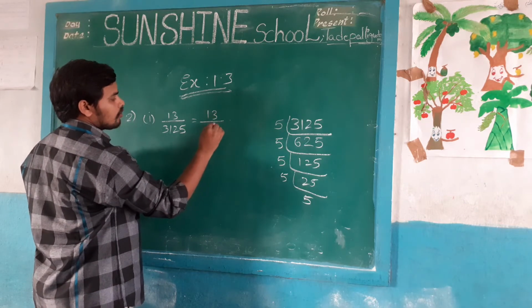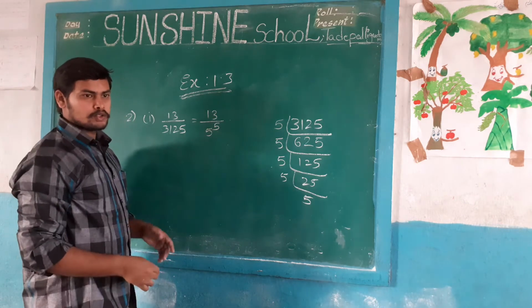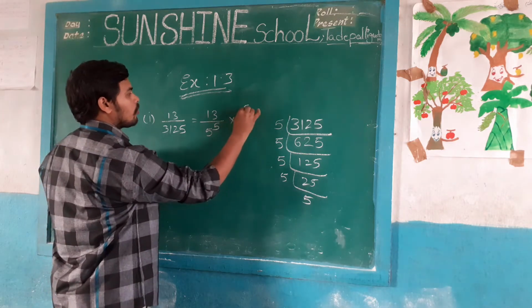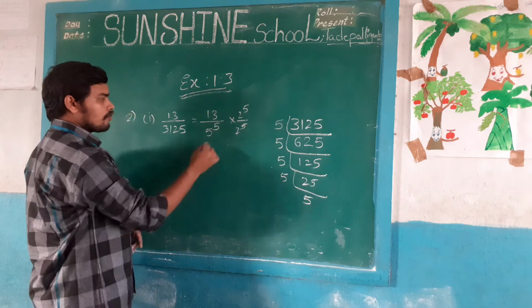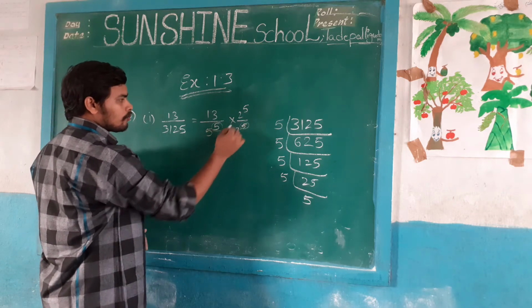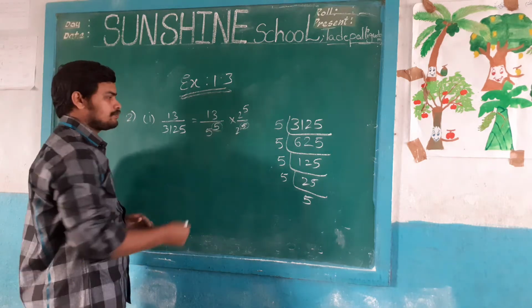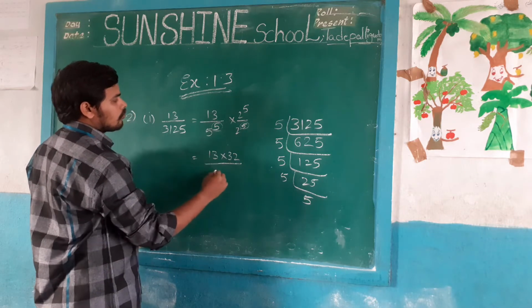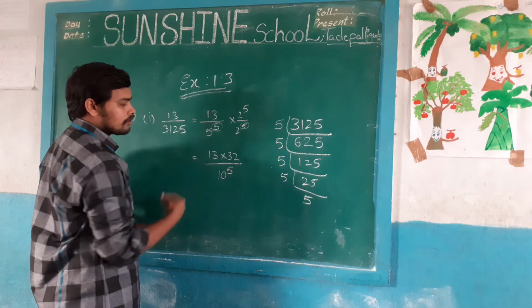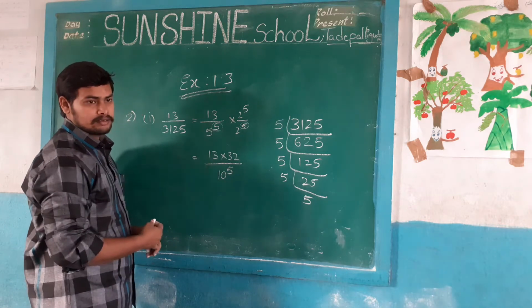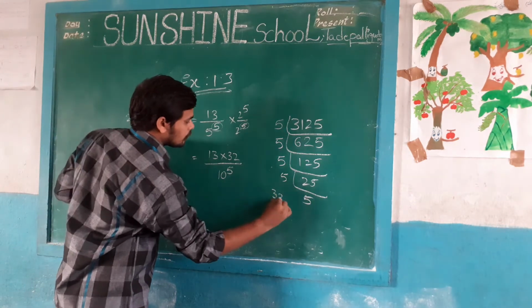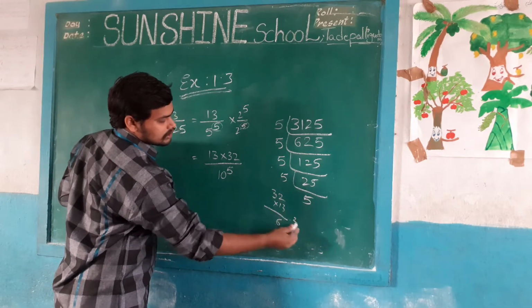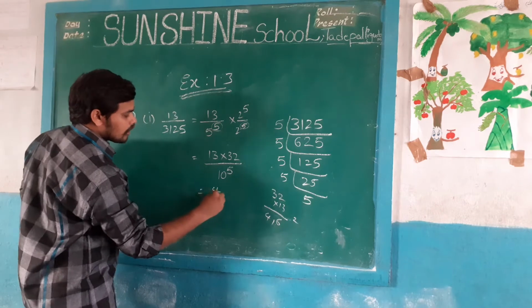13 by 5 power 5. You should multiply with 2 power 5 by 2 power 5. Always remember that the power should be equal. 13 into 2 power 5 is the value 32, and 5 into 2 gives 10 power 5. 32 into 13: 13 twos are 26, 13 threes are 39, 416.